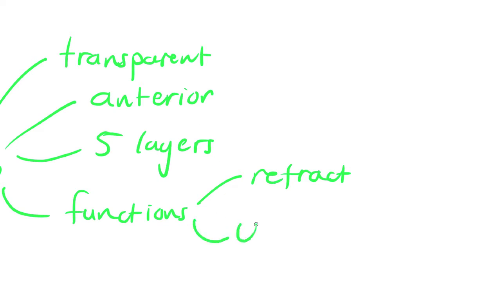Another important function of the cornea is that it is a UV light filter, and why that's important is because our eyes are exposed to a lot of light, and excess light, especially UV light, can cause free radical formation, which can be very damaging to our eyes.